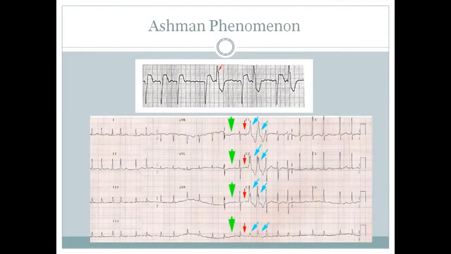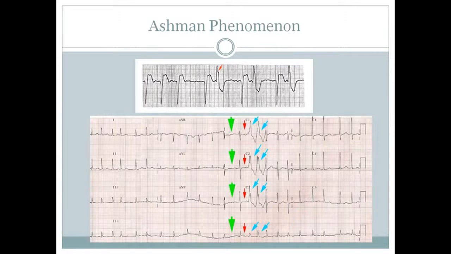This confuses people. And you're going to get called on the floor because the nurse doesn't know if the patient is having very frequent PVCs or the patient is having short runs of ventricular tachycardia. This is the Ashman phenomenon.